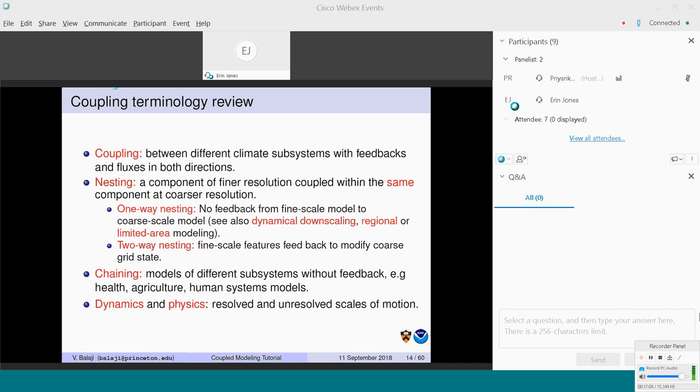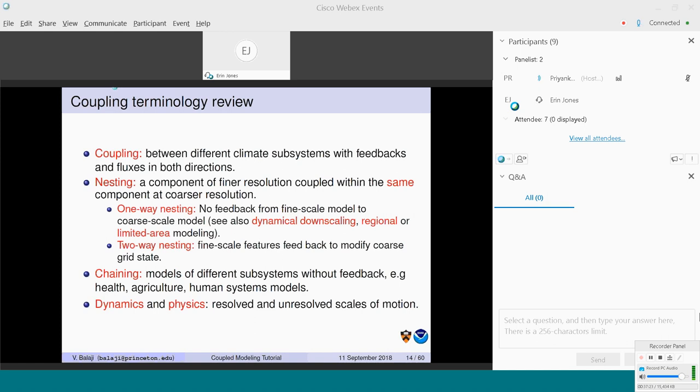And then finally, I made this distinction between dynamics and physics. As far as I know, ours is the only field where, when you talk to physicists, they'll say, now you're talking physics, what do you mean? But we make this distinction: we say resolved scales are dynamics and unresolved scales are physics.